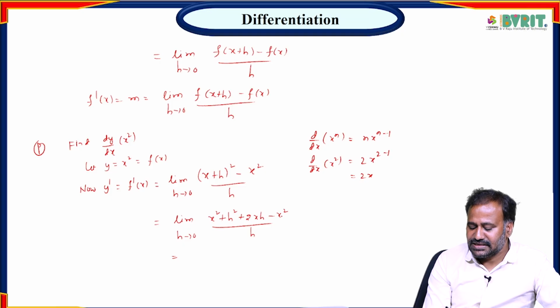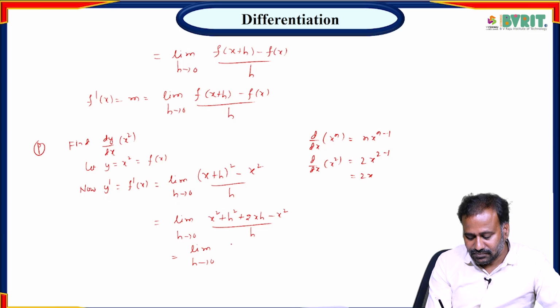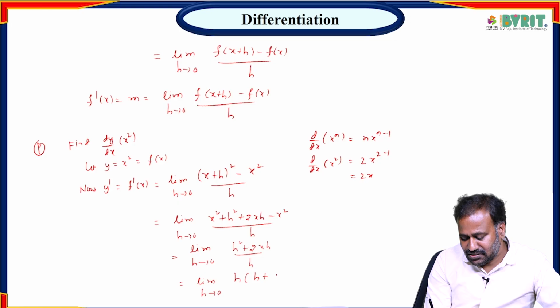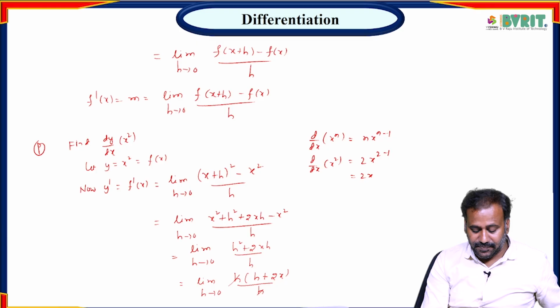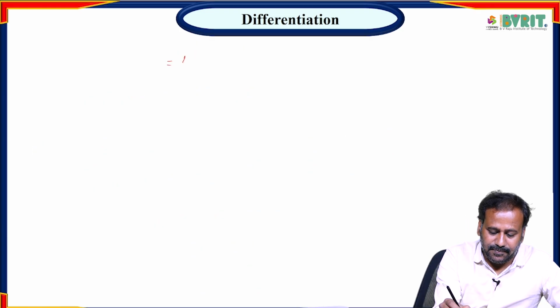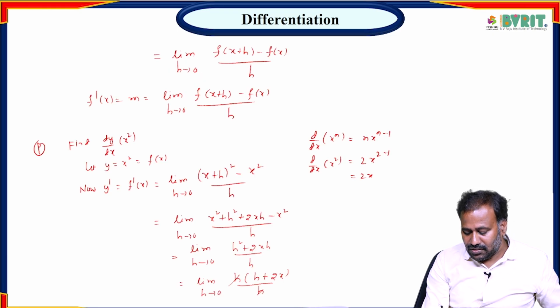Now this plus x square minus x square becomes 0. Next I will be having limit h tends to 0. x square will not be there. Simply I will be having h square plus 2xh divided by h. Limit h tends to 0. I am taking h common in the numerator. Simply I will be having h into (h plus 2x) divided by h. Now this h and h will be cancelled. Next I will be having limit h tends to 0, h plus 2x.